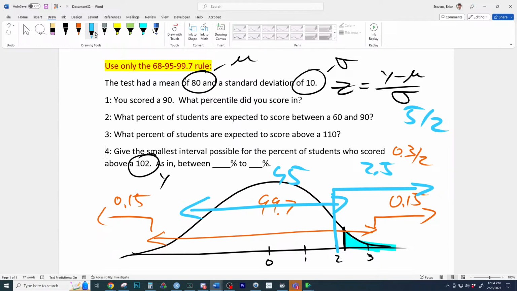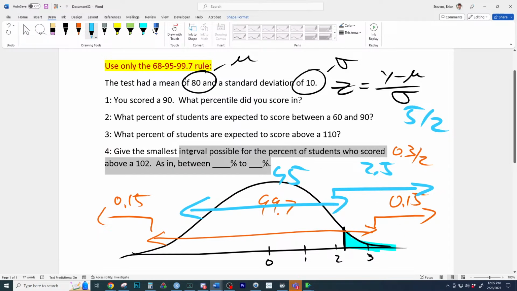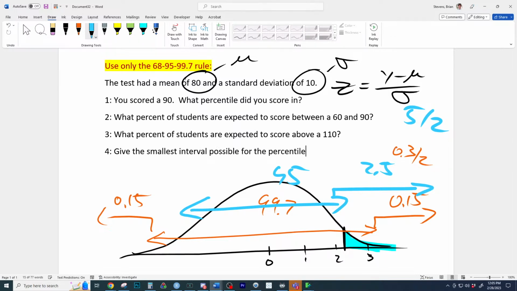Oh yeah, so we could do percent. For this, it says interval possible for the percent of students who scored above this. So this question could have read, so this is the percent of students who scored above this. It doesn't say percentile right there, but it could say give the smallest interval possible for the percentile of students who had a score of 102 on the test. So now give the percentile. This is very similar work right here. However you want to phrase it, Tyler.